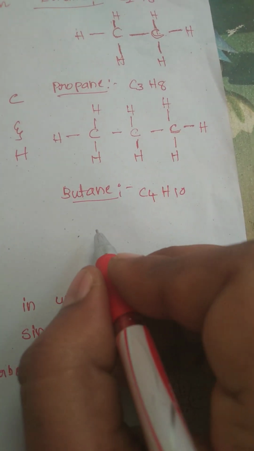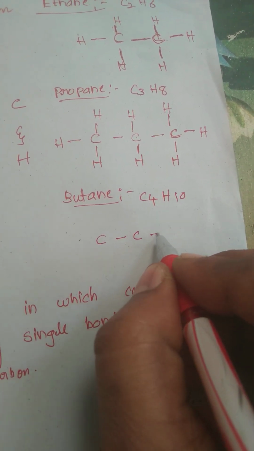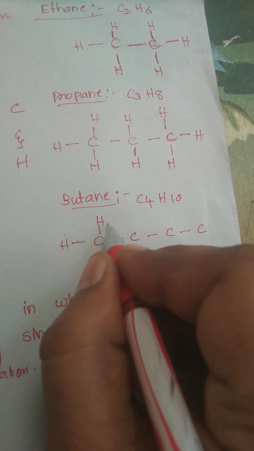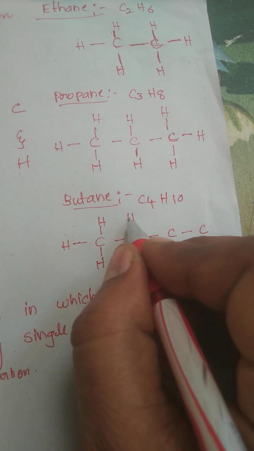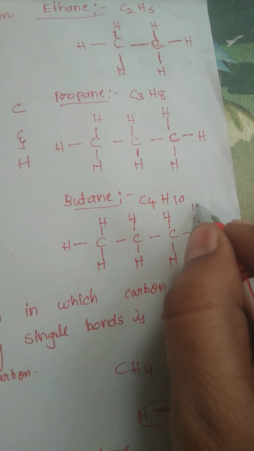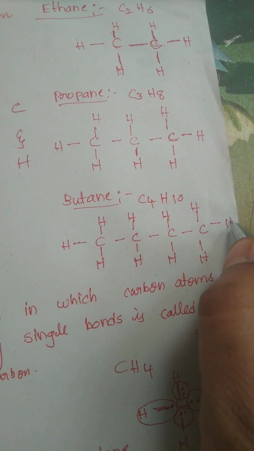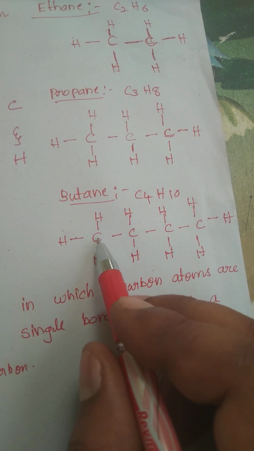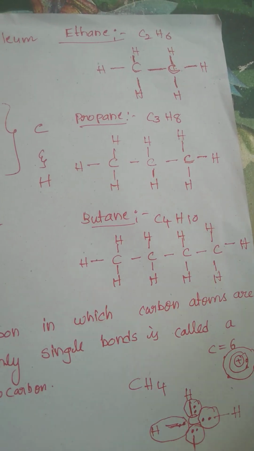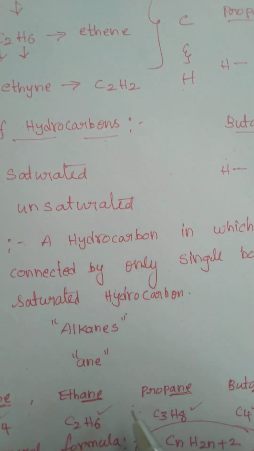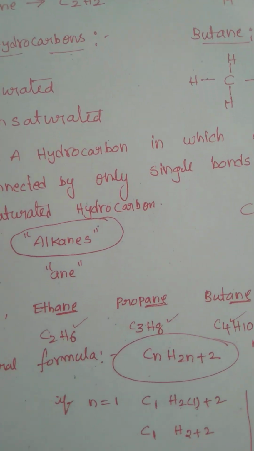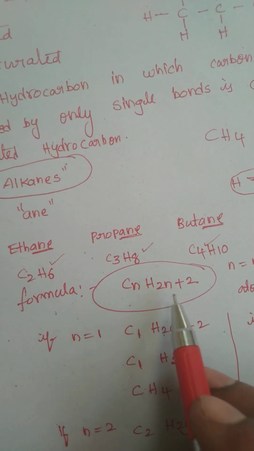Now coming to butane, total we have 4 carbon atoms, 1 2 3 4, and 10 hydrogens, 1 2 3 4 5 6 7 8 9 and 10. See, carbon atoms are connected by only single bonds, so they are called saturated hydrocarbons. Saturated hydrocarbons are also called alkanes. They end with ane and the general formula of alkane is CnH2n+2.